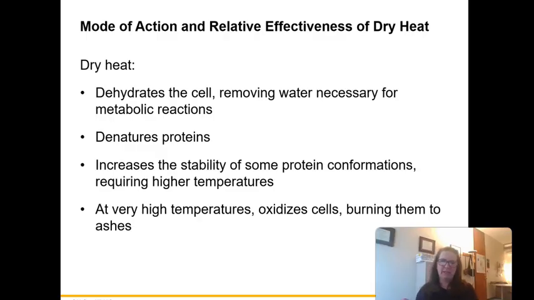So in lab, we've got this special little tool called an inoculating loop, and we're going to flame it or incinerate it until it's completely orange, and let it cool off, and we know that we've removed anything on it.